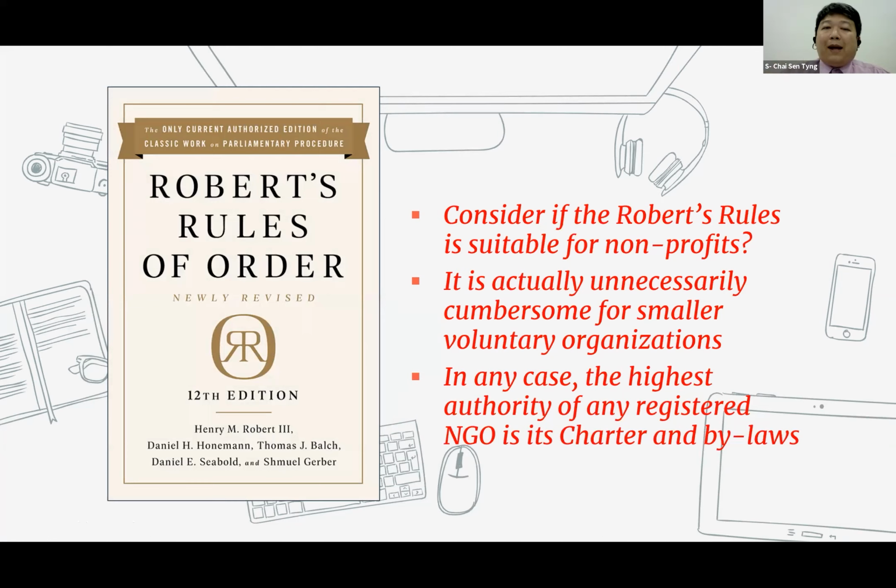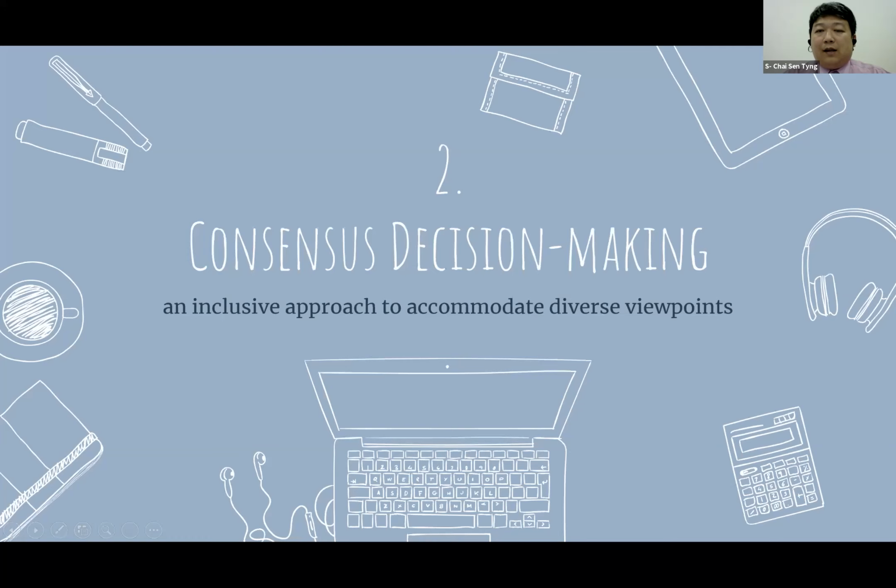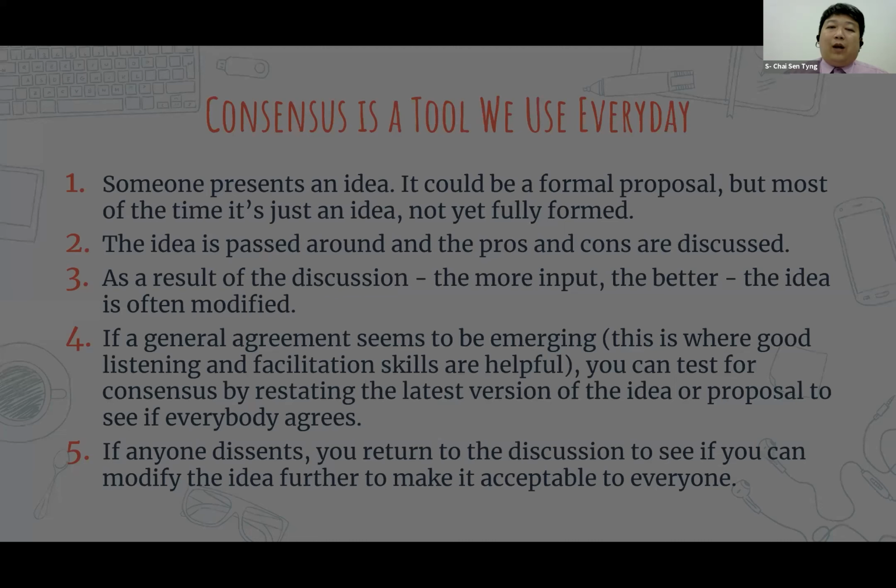So always go back to your constitution. The Robert Rules of Order is just a framework. What we would like to suggest for everyone to consider is consensus decision making as an alternative, a more inclusive approach to accommodate diverse points of view. And this is something that we do every day.